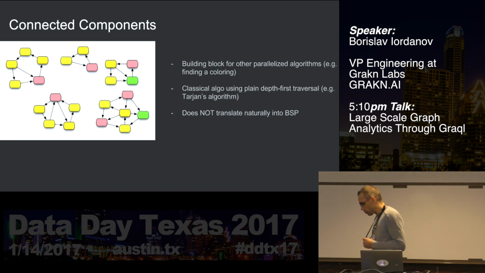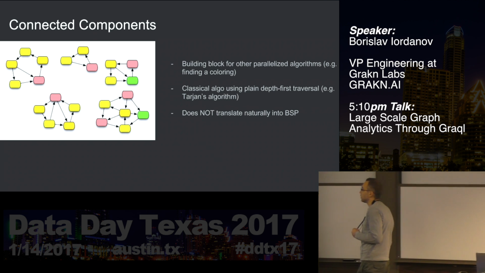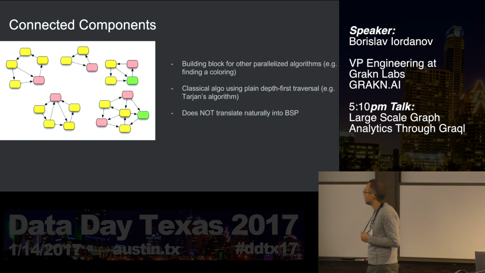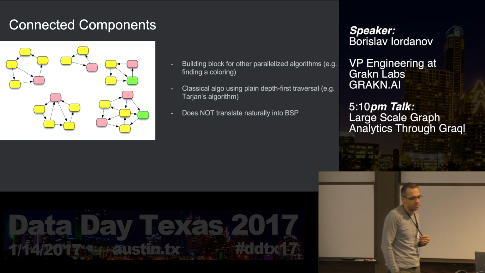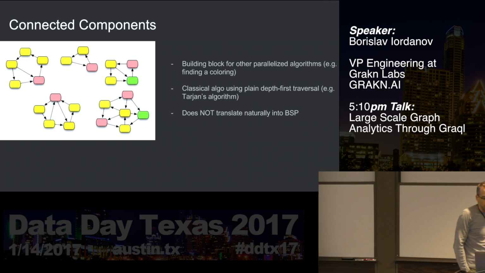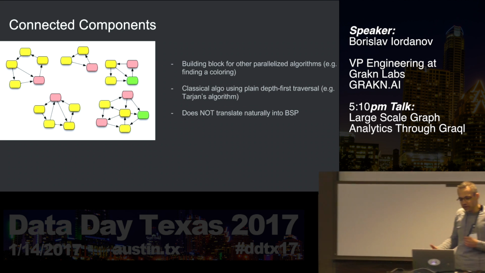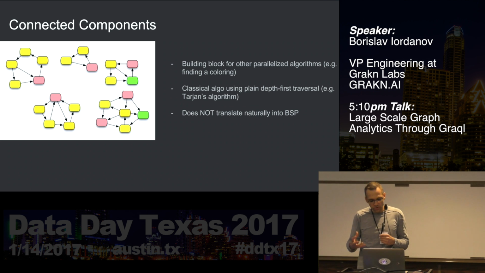This is kind of a building block for lots of parallel algorithms in graph processing. And they mentioned here, for example, if you want to have a coloring, you can do that. So the classical sequential algorithm for clusters is based on that first step. There is something called the Tarjan algorithm, which is that first traversal, and then you examine the stack that was accumulated during that first traversal to extract the connected components.